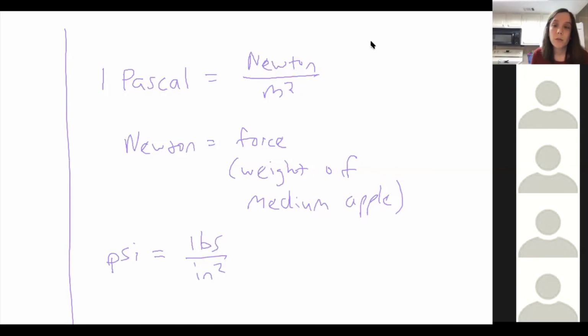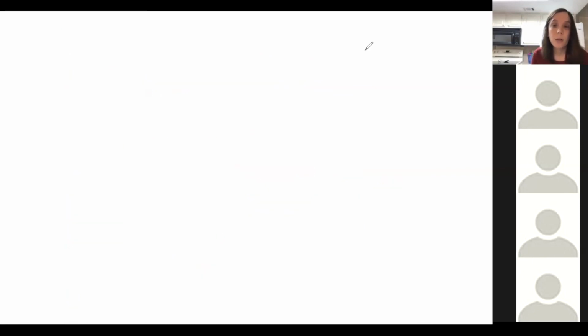Do you have this down? Go and erase that. Okay. Now we can also have a kilopascal. Now, kilo means 1,000. So 1 kilopascal is equal to 1,000 pascals.